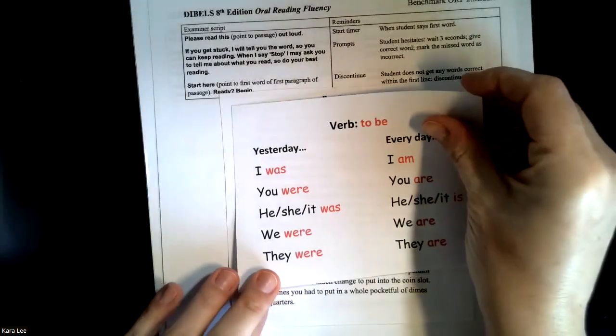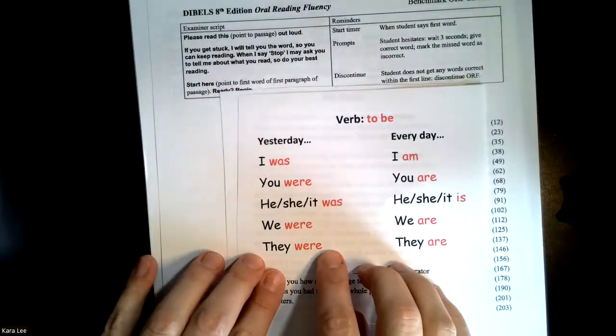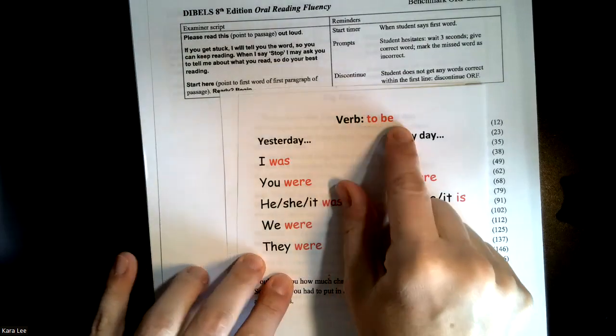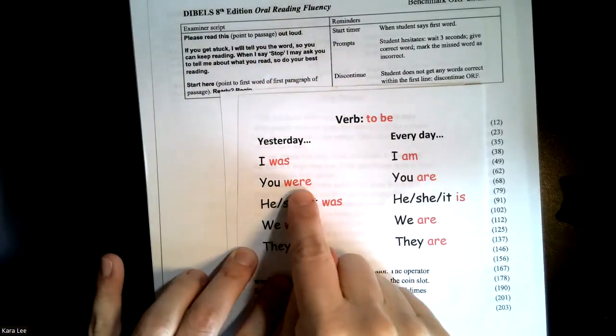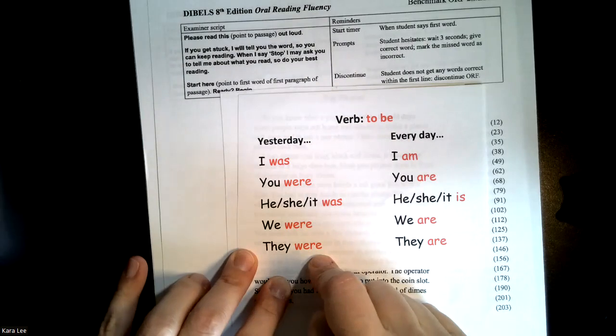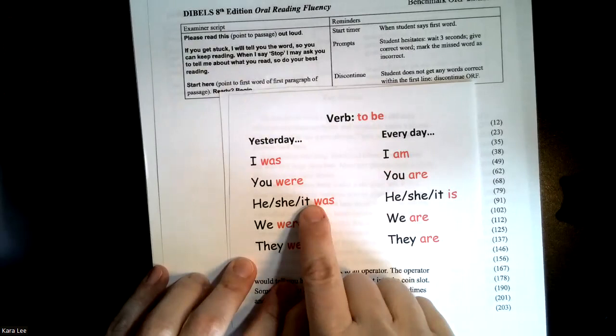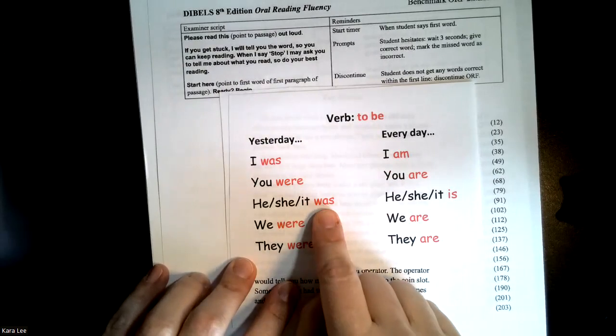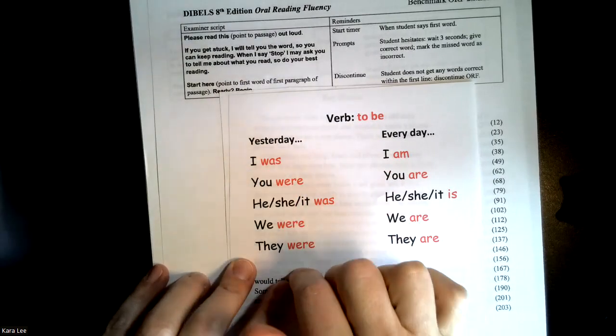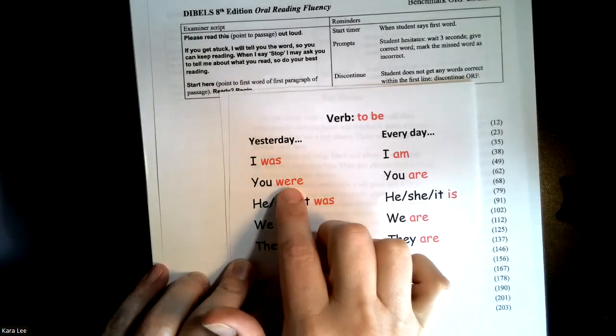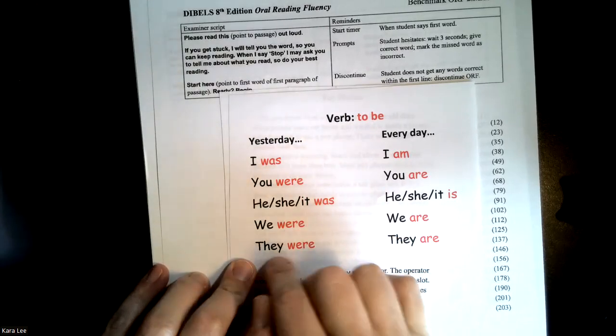So these are all actually the words that go along with the verb to be, right? And they change depending on who our subject is. So if they're talking about a payphone, that would be an it, right? So it was. If they're talking about a person, well, it could be I was, you were, we were, they were.